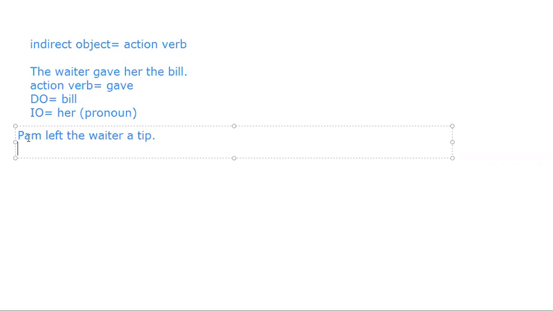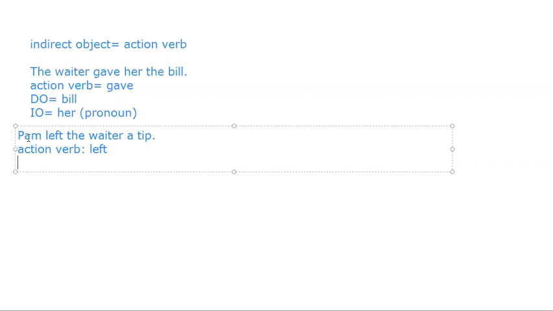Now here, again, we have to look at the verb first. Do I have an action verb? Yes, I do. My action verb here is left. Left is an action verb. It's something physical that we do, like when you leave. Now you have to ask yourself, Pam left what? She didn't leave the waiter. She didn't leave him. No, she left the tip.